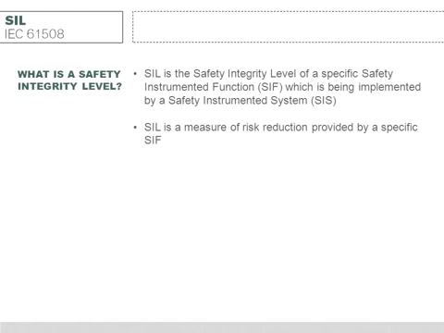So that third level is safety integrity level. The safety integrity level, or SIL, is the safety integrity level of a specific safety instrumented function which is being implemented by a safety instrumented system. So once again, we see that successive tier type mentality continuing here with SIS, then SIF, then a SIL analysis underneath of that. So in other words, SIL is a measure of risk reduction provided by a specific safety instrumented function. Each device required to perform a safety instrumented function must have a SIL value assigned to it that's appropriate to the risk that's assigned to the entire system.